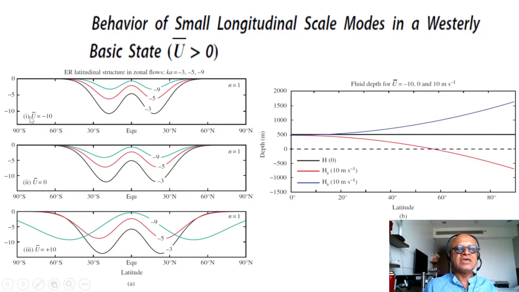So look at the easterly basic state for n equal 1 and different wave numbers. So obviously as the wave number increases, the longitudinal scale decreases. So you can see that the equatorial trapping or the meridional structure changes here, going from -3, which is at somewhere here. Not a big change, but you can see the depth.